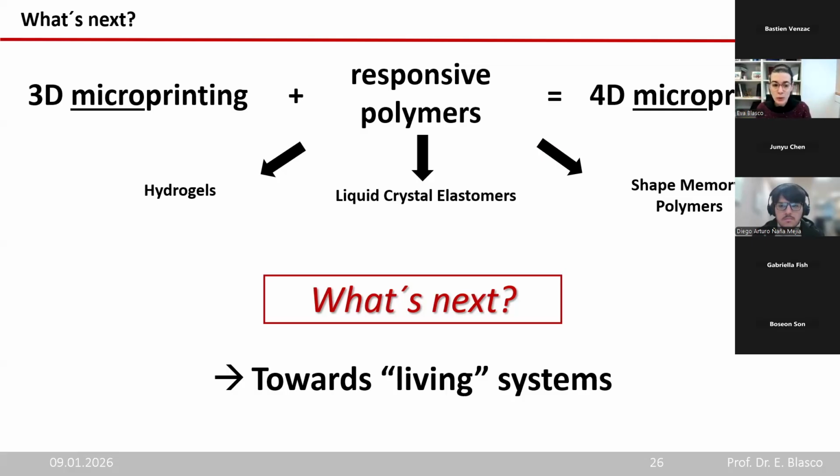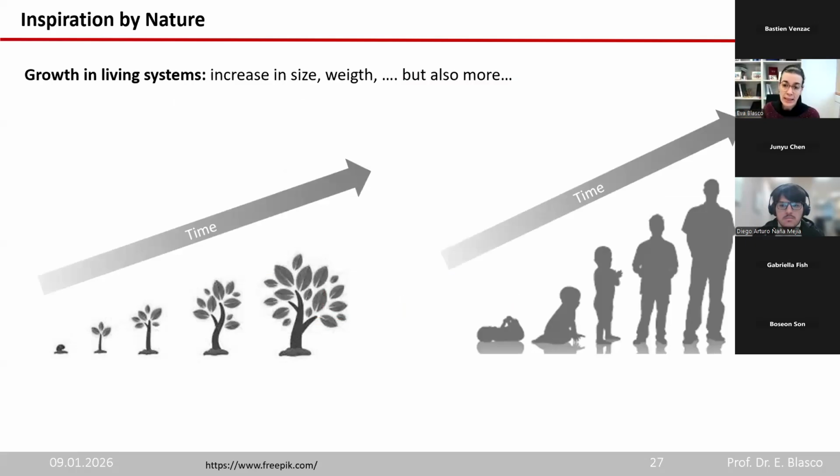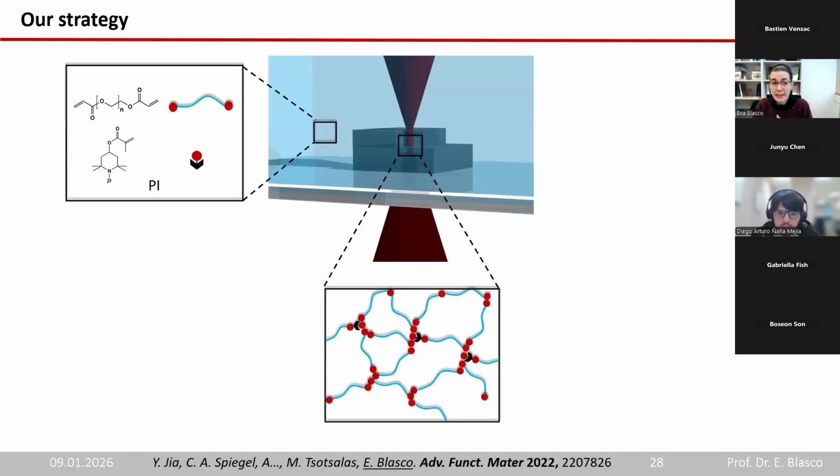And then we took inspiration from nature, from living systems. Living systems can grow, like trees. We as humans, if you have a baby at home, then you realize also how fast it goes. Systems grow, and they also change the mechanical properties of the tissues. Then we started with a very simple system. Can we do this chemically?